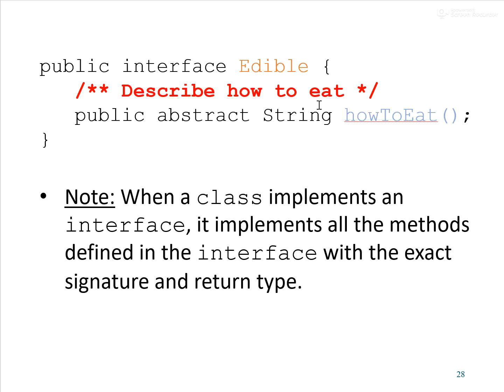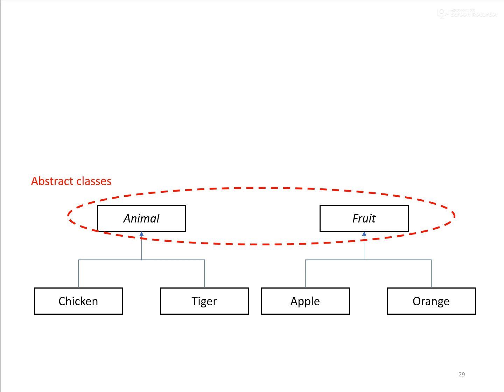Now, let's continue with this example interface Edible, and let me describe a small project that I'm going to show you right now. Let's say we have this UML diagram containing a superclass called Animal, which has two subclasses, Chicken and Tiger. We have another superclass called Fruit, which has two subclasses, Apple and Orange.